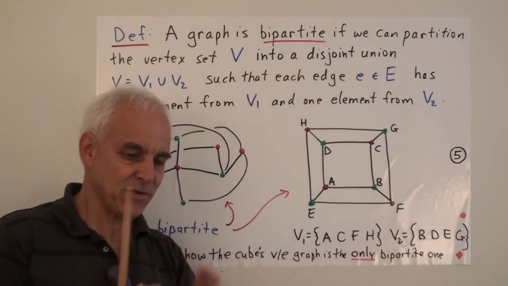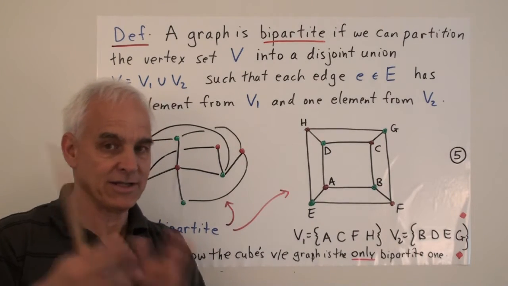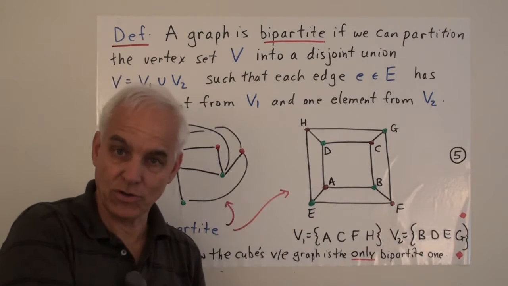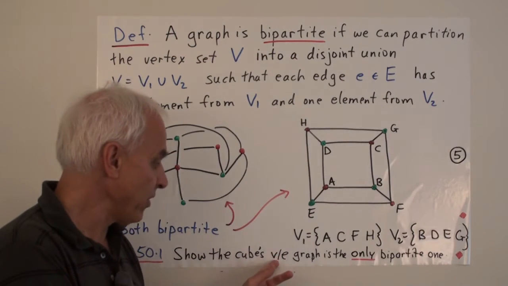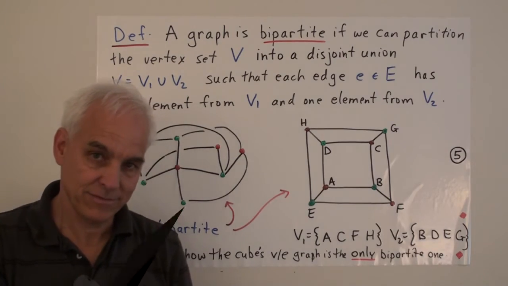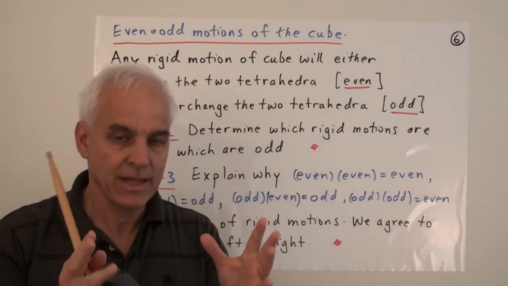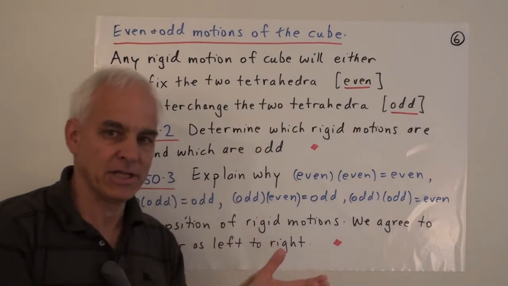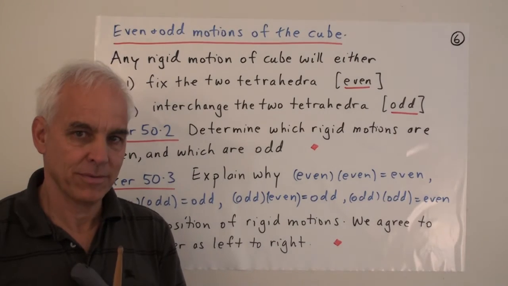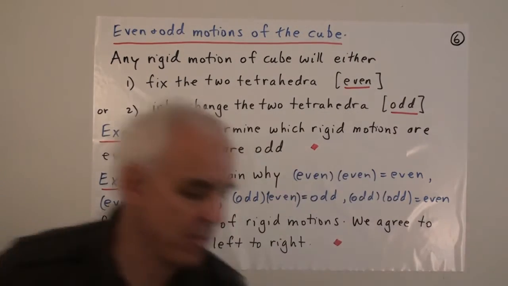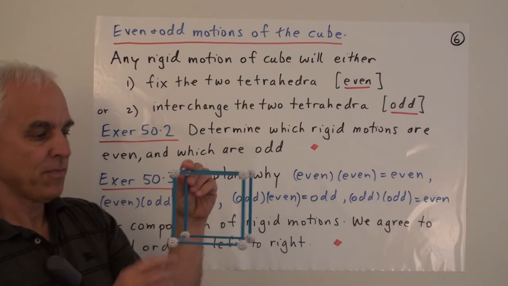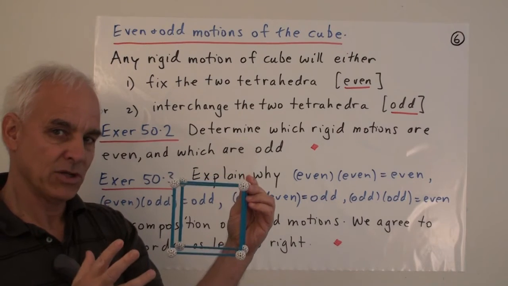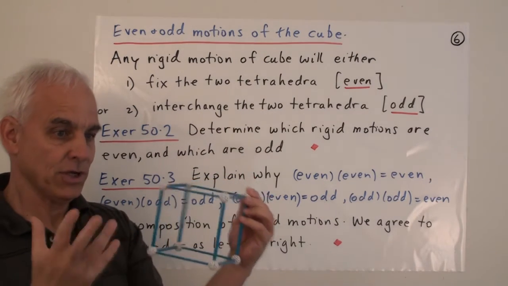So the existence of this twofold symmetry amongst the tetrahedrons is really a reflection of the bipartite nature of the cube's vertex edge graph. The existence of these two tetrahedra inside the cube gives us a notion of parity of rigid motions of the cube. Because if we have a rigid motion of the cube, say this one here, we can ask, what is it doing to the two tetrahedra? There's only these two tetrahedra.